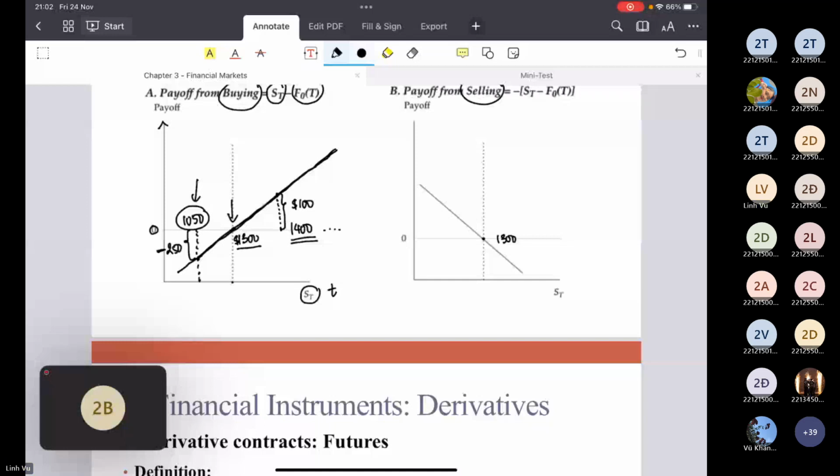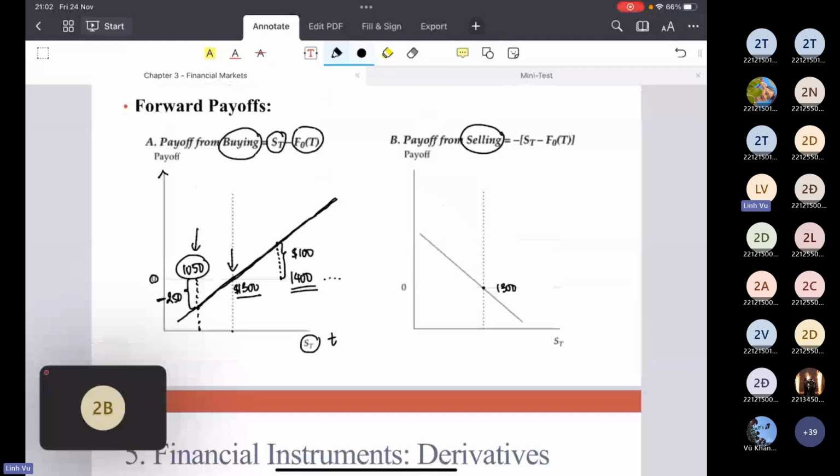Okay, and we can do the same for the seller of the contract, or the seller of the goods in this case. Opposite to the buyer, if you look at the graph of the seller, you can see that the payoff to the seller here is a downward line. Okay, so if you consider the case that the price of the coffee beans is 1,400, then party B will suffer a loss of minus $100. And in the case that the price of the coffee bean is $1,050, then party B will have a gain of $500 per ton.